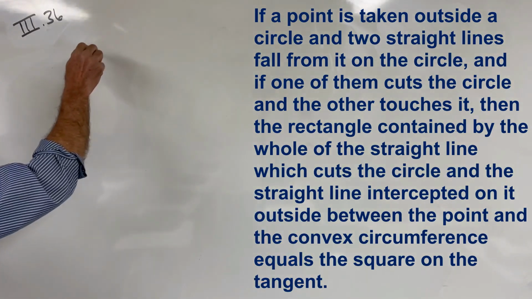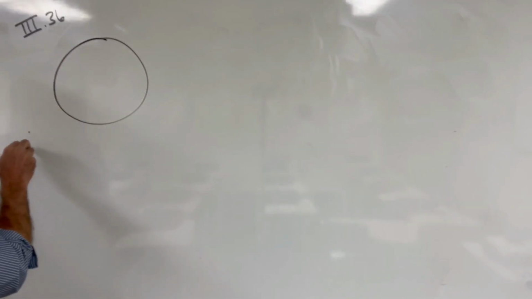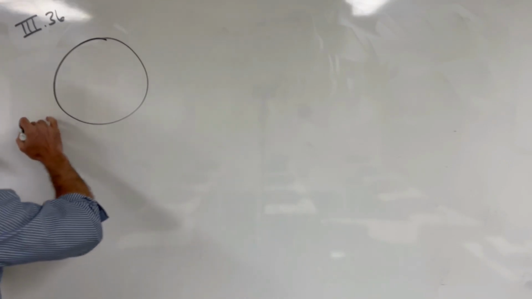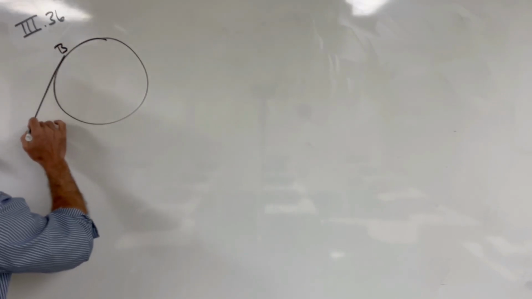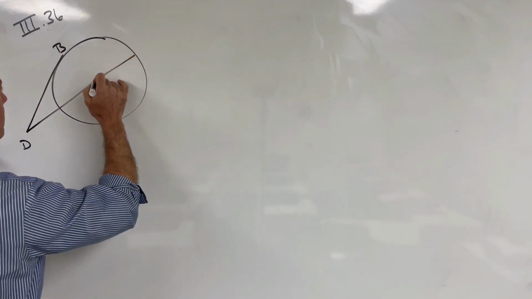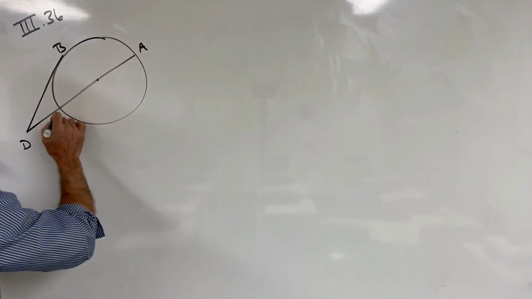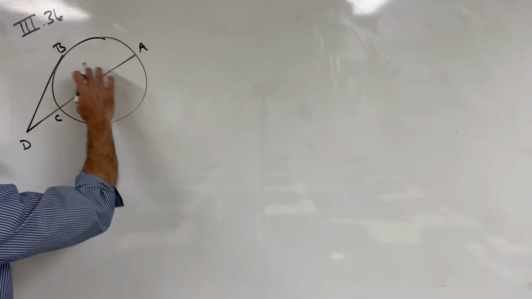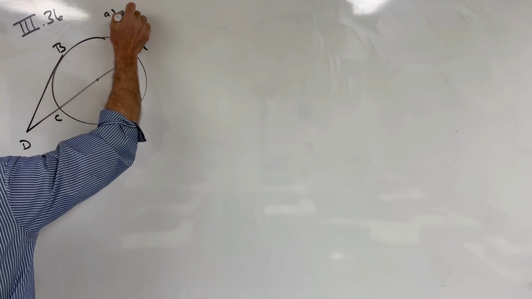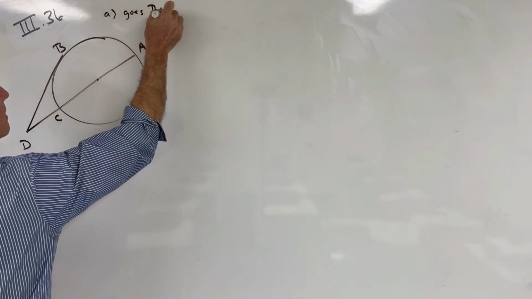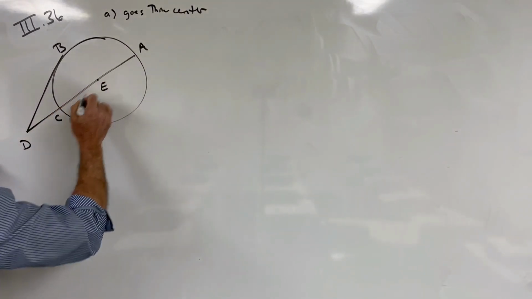So here's our situation. We have a circle, we have a point outside the circle, call this D, and we have two lines, one touching the circle and the other cutting the circle. Now, this cutting line, DA, is either going to go through the center or it's not. So the first thing we're going to talk about is the cutting line that goes through the center. So let's have our center be E.